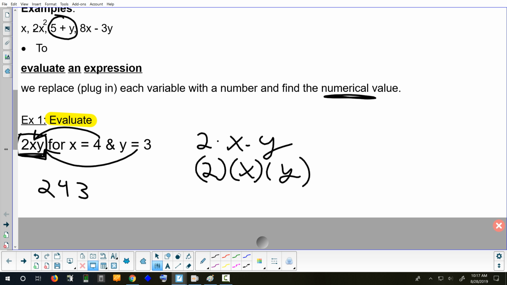That looks confusing to me. I mean, I changed the x to 4 and I changed the y to 3, but why do you think that would look confusing? Yeah? Because if there's no signs to show that they're being multiplied, it'll look like just one big number. Yeah, this just looks like the number 243, and that's definitely not the answer. It should be 2 times 4 times 3.